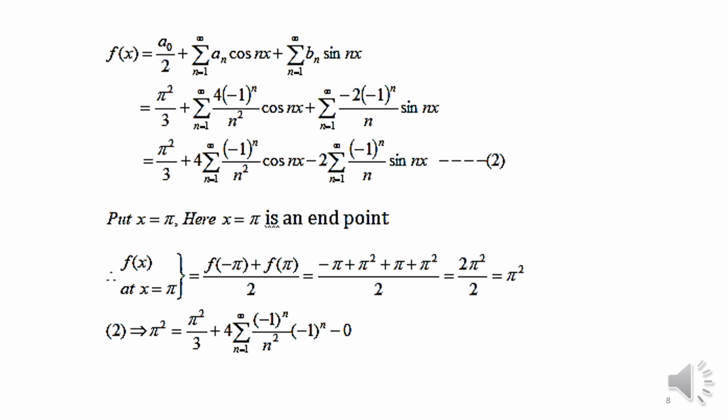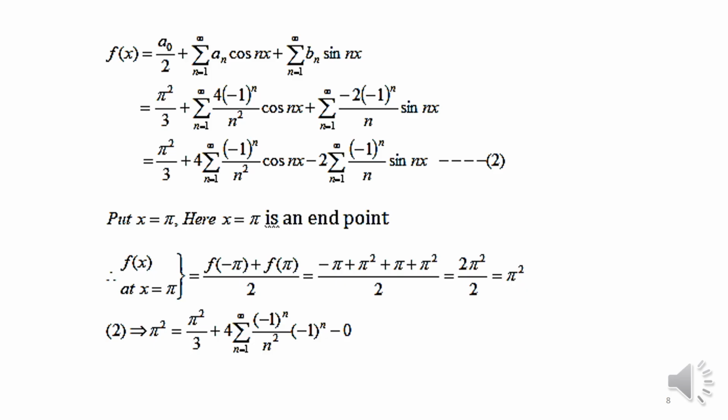Substitute the values of a n and b n in the formula, and you can write the series as summation n is equal to 1 to infinity of 4 into minus 1 to the power n divided by n square into cos nx, plus the sin nx term. There is no change in that, you just get the point. And if I put x is equal to pi, the limit is from minus pi to pi. So if I want to take the extreme value, because pi is the rightmost extreme value, I have to find the values of f of minus pi and f of pi, then divide by 2.